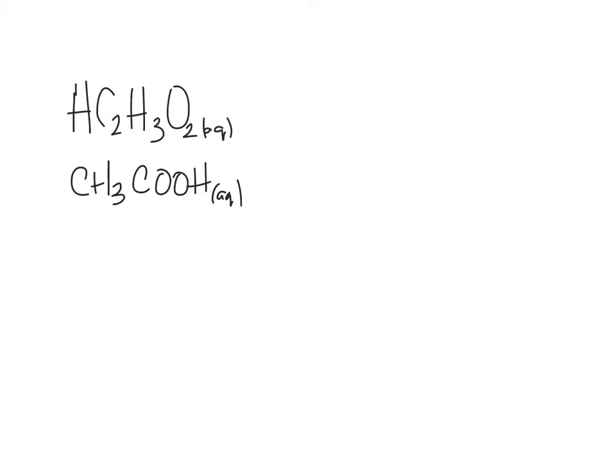Usually we write it the first way because that's the way all acids are written, right? With the H at the start of the formula. So, here we've got acetic acid plus NaHCO3, sodium hydrogen carbonate.